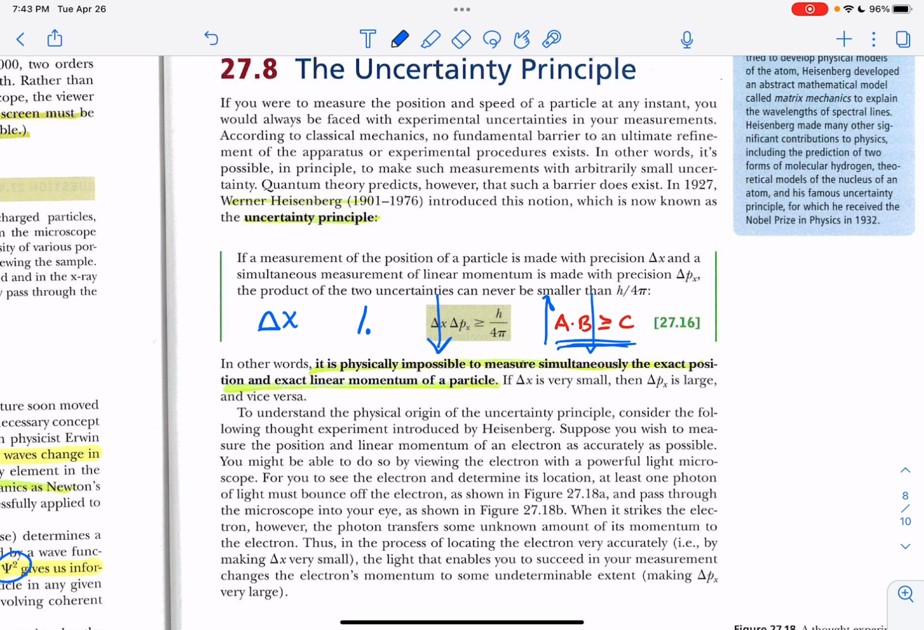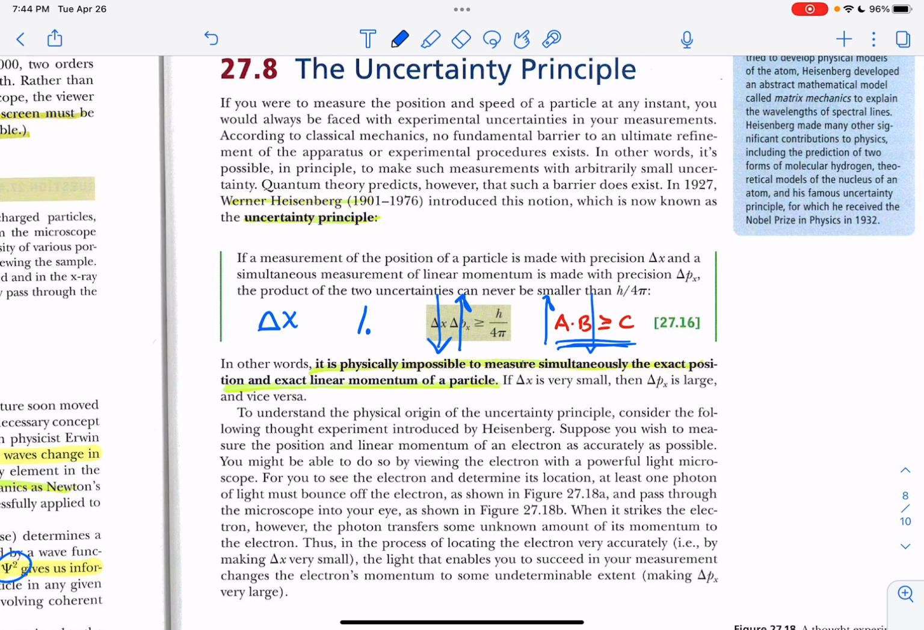And you can do that, but there's a trade-off. The trade-off is you're going to be stuck with a bigger and bigger uncertainty in determining the momentum of that particle. You can't know its position and its momentum together at the same time really, really well. You can't have your cake and eat it too. You have to choose. Do you want to know the position really well? Well, you're not going to know the momentum very well.